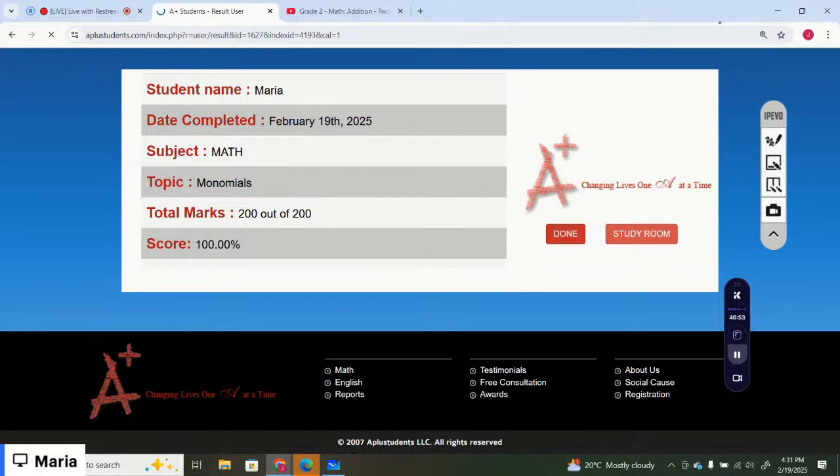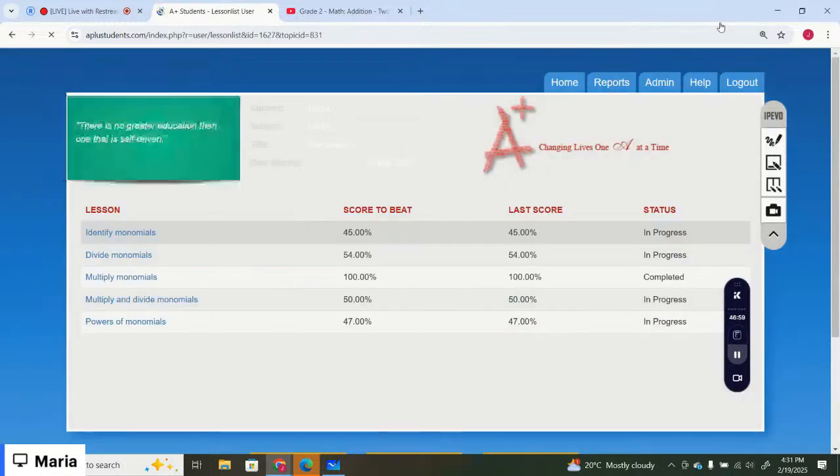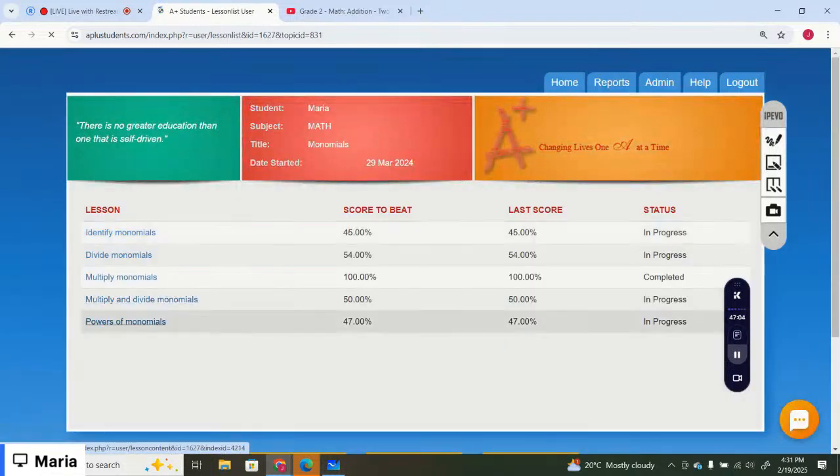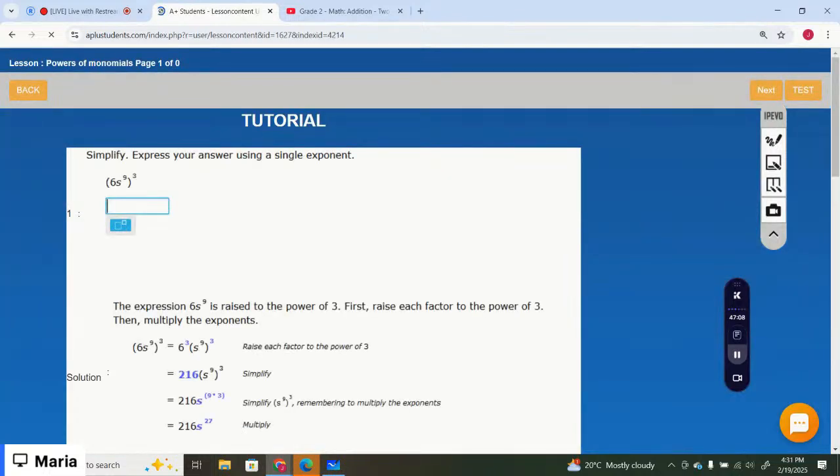Okay, we are done with the lesson. Let's just move on to the next lesson. Multiply and divide monomials you can do on your own. Let's just do the last one, that is powers of monomials.